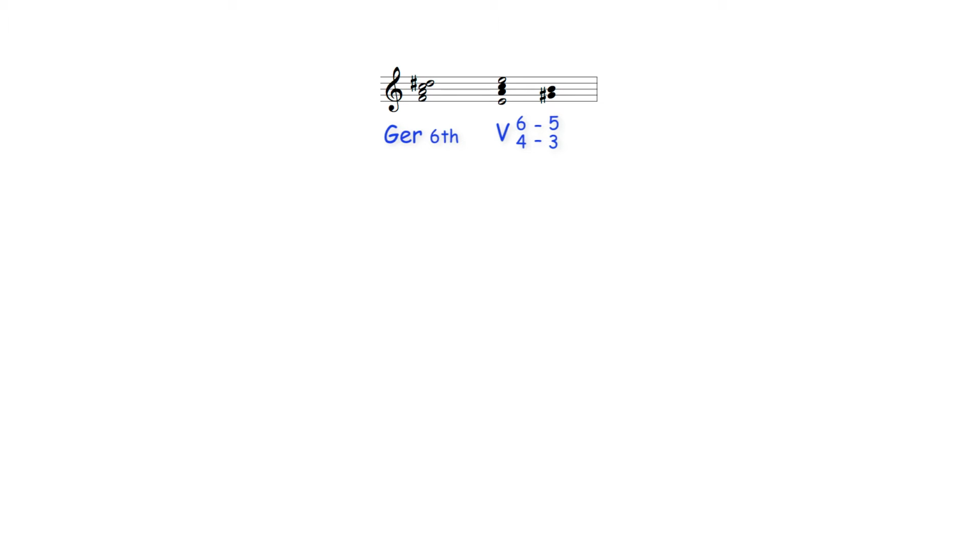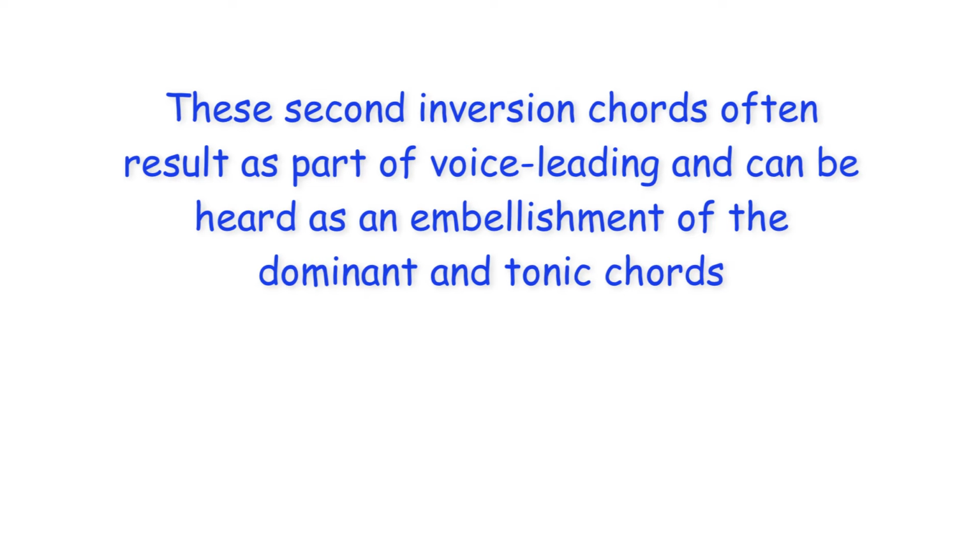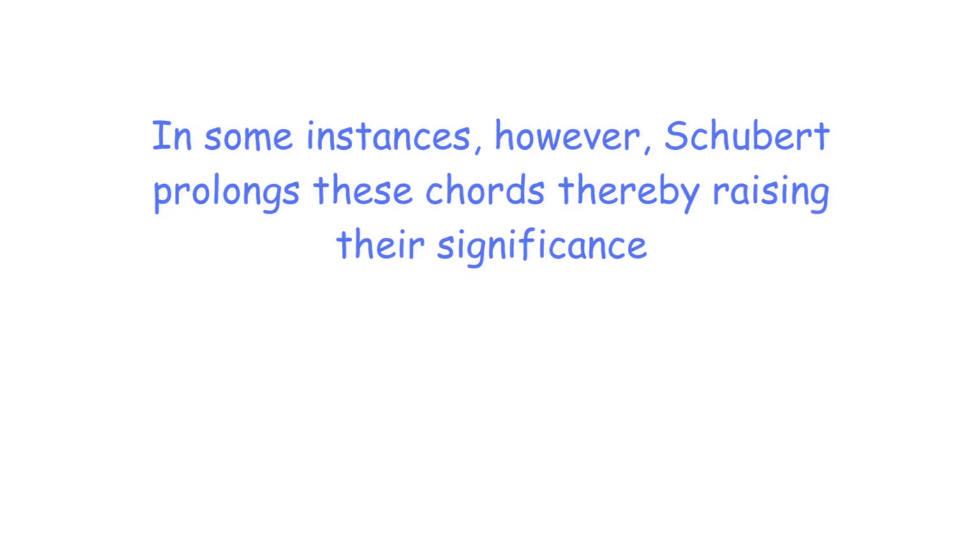The dominant, for example, is often preceded by the initial chord of a cadential 6/4 progression, which prevents consecutives between the augmented sixth and the dominant. And the tonic may be preceded by a second inversion subdominant. These second inversion chords often result as part of voice leading and can be heard as an embellishment of the dominant and tonic chords. In some instances, however, Schubert prolongs these chords, thereby raising their significance.